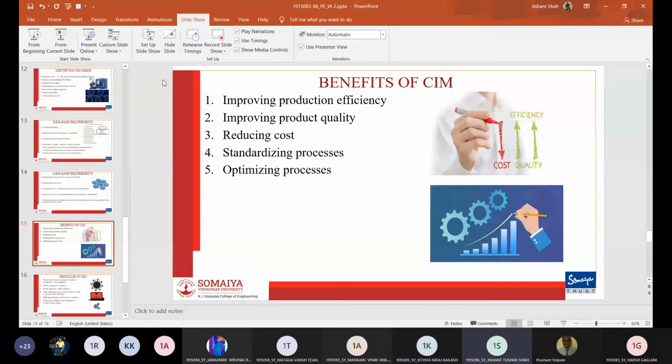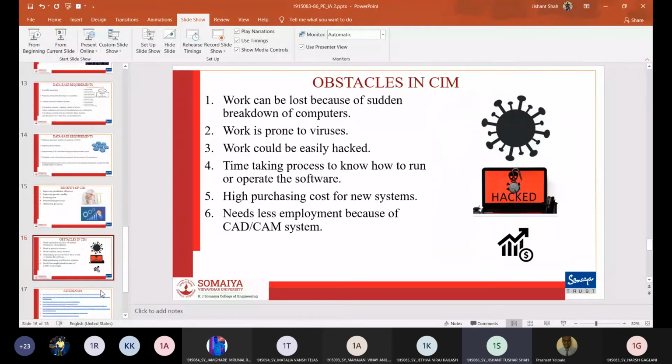CIM has benefited us a lot by improving the production efficiency and the production quality, and at the same time it has also reduced the cost of manufacturing of a particular product. It has also standardized the manufacturing processes and also optimized them. So these were some of the benefits of CIM. Obstacles will be covered by Mrunal.